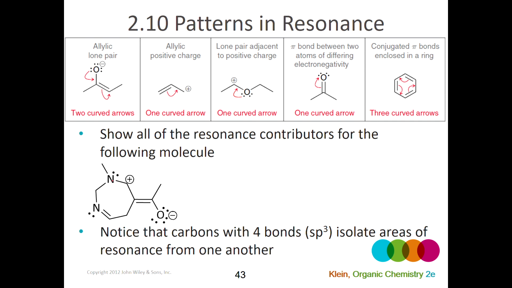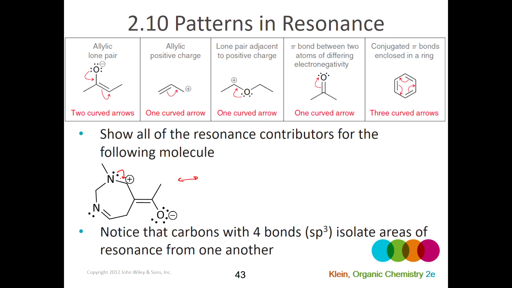But we see a couple patterns here. So if your molecule has a couple of these patterns, there's going to be multiple contributors that you'll have to draw. Right, so what's this pattern here? Here I have a lone pair adjacent to a positive charge. So that's a single electron movement pattern.